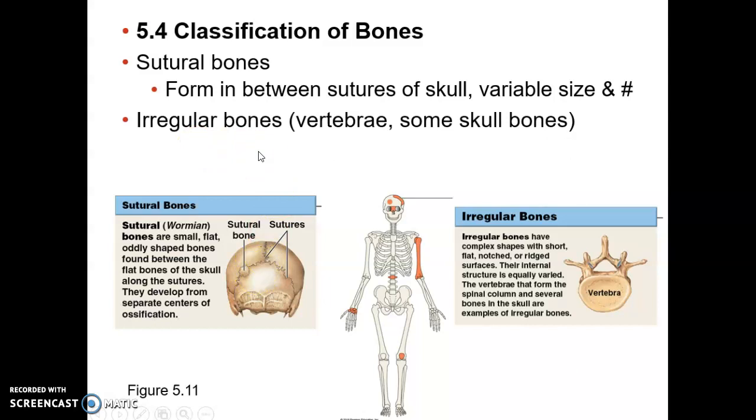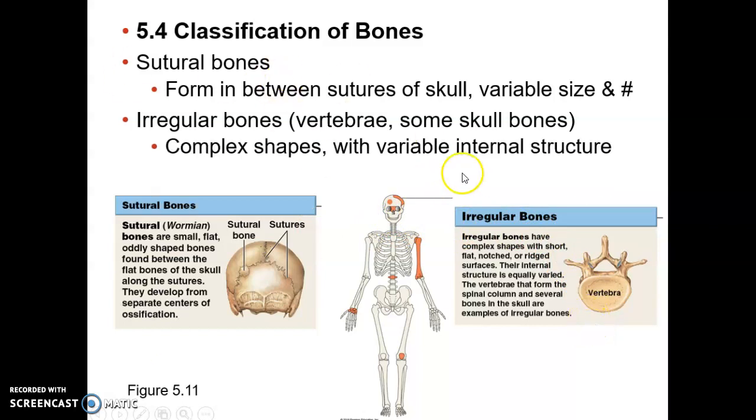Irregular bones have an irregular shape, like the vertebra, the backbones, and some of the skull bones, particularly the face, are irregular in shape. Complex shapes with variable internal structures.